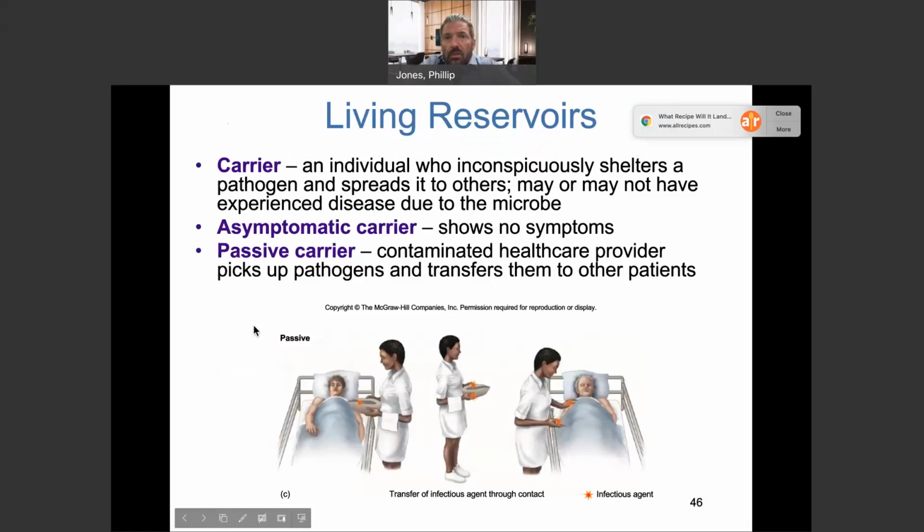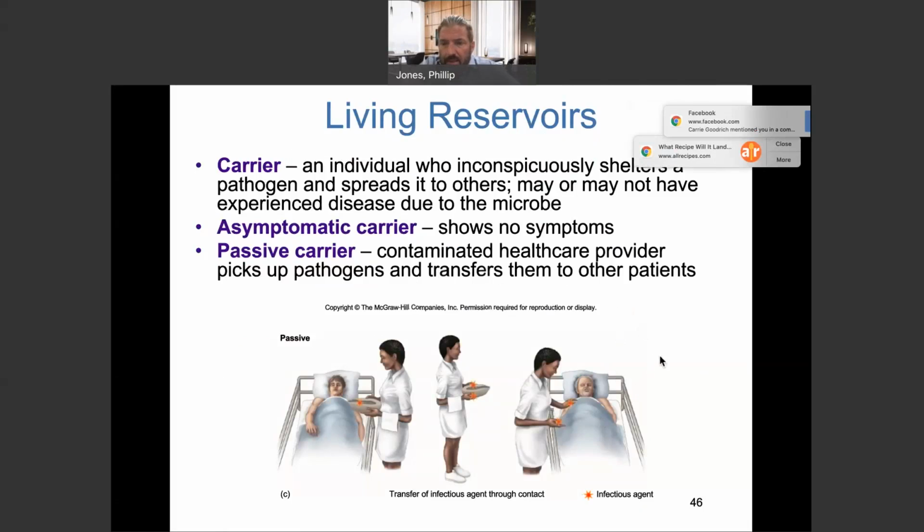Right. So living reservoirs can be a carrier, an asymptomatic carrier, or a passive carrier. A lot of us could be a passive carrier with a stethoscope or a tie or even a pen or something. A contaminated healthcare provider picks up pathogens and transfers them to other patients. And that's why now you have to sanitize your hands.